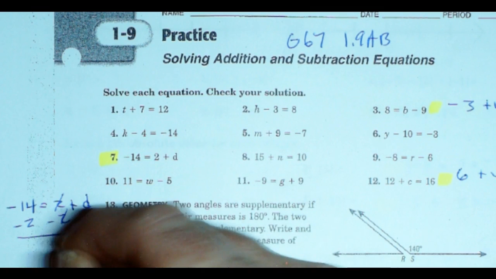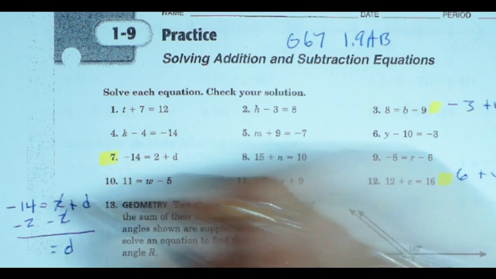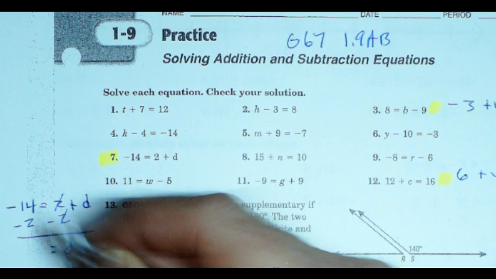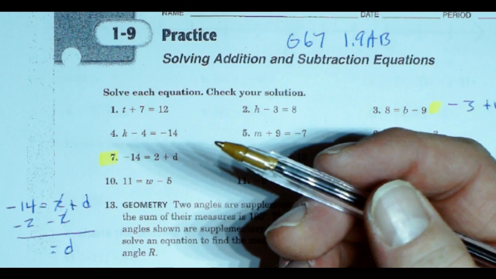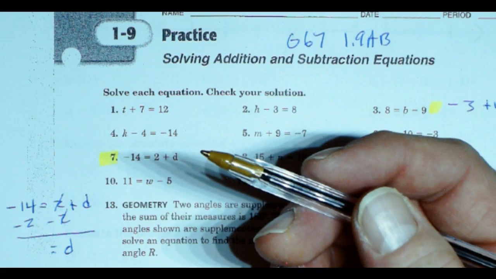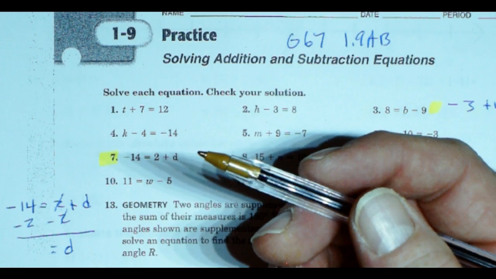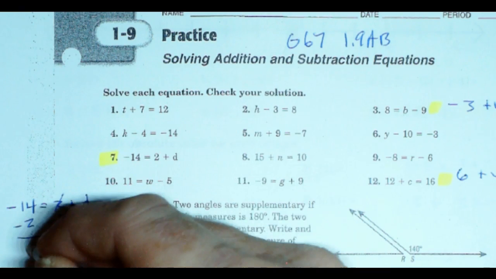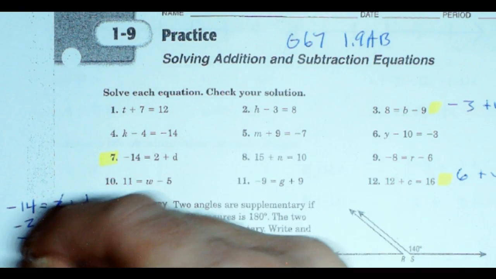It's down to just a single d. But I have 14 and negative 2. I have actually a negative 14 and negative 2. These are the same sign. So it's really a negative 14 plus a negative 2 or a negative 14 minus 2. These are the same things. So same signs, add and keep. Add them up. We've got 16. Keep the sign. We've got a negative 16.